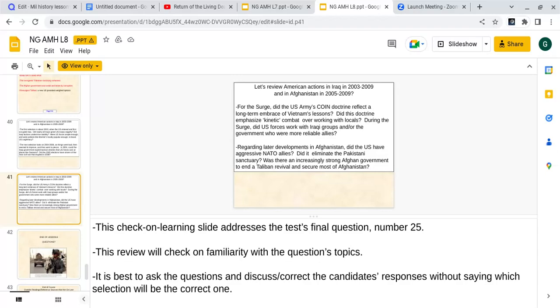Regarding later developments in Afghanistan, did the U.S. have aggressive NATO allies? No. The U.S. had weak NATO allies. Did it eliminate the Pakistani sanctuary? No. The Pakistani sanctuaries still stood and still persevered and hid all these Taliban. Was there an increasingly strong Afghan government to end a Taliban revival and secure most of Afghanistan? No. So the Afghan government was weak, and the Taliban kept reviving. They kept persisting by hiding in sanctuaries and coming back. We couldn't get rid of them all, and Afghanistan was not secured.